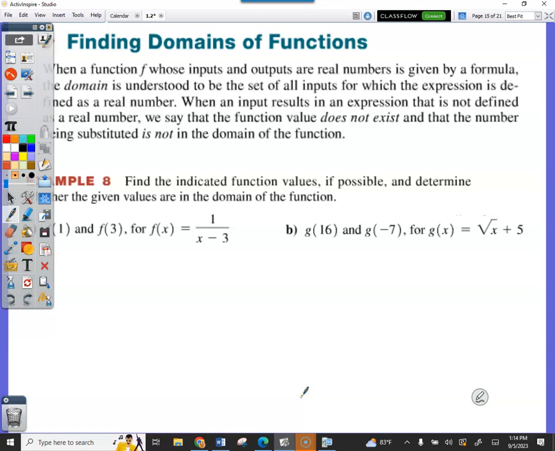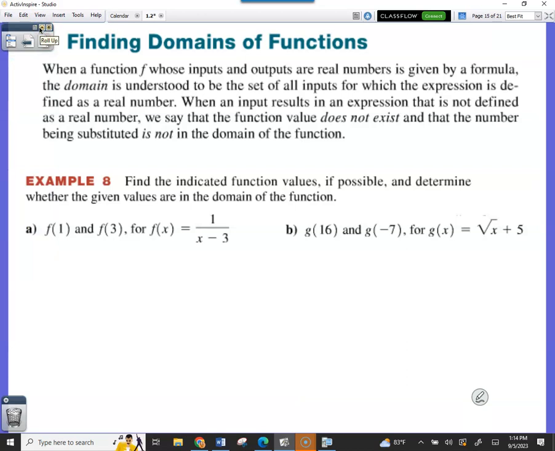It says, first find the indicated function values if possible, then determine whether those values are in the domain of the function. So part A is saying evaluate f of 1 and f of 3. So do that now, and then we'll talk about what you get. You're evaluating f of 1 and f of 3. Evaluating means plugging it in, right? What did you get when you plugged 1 in?